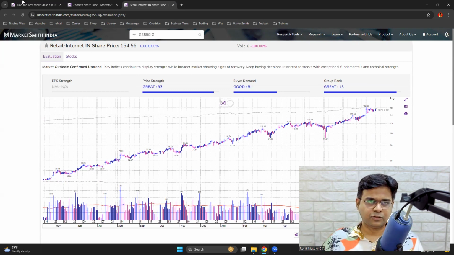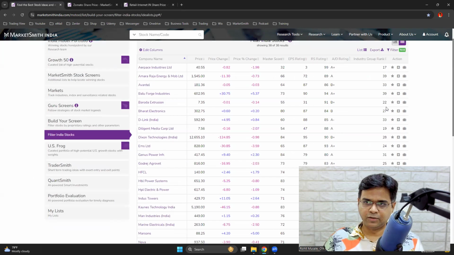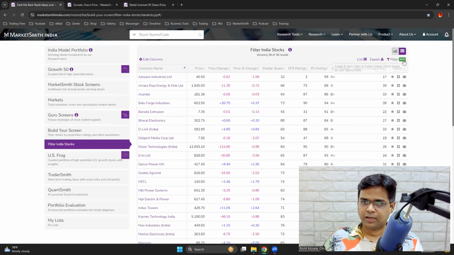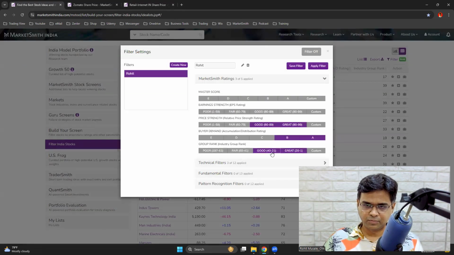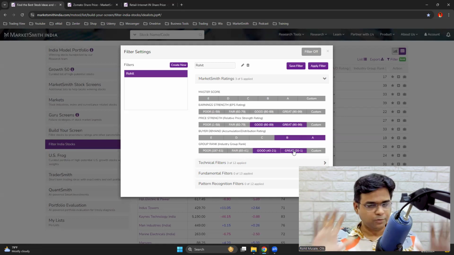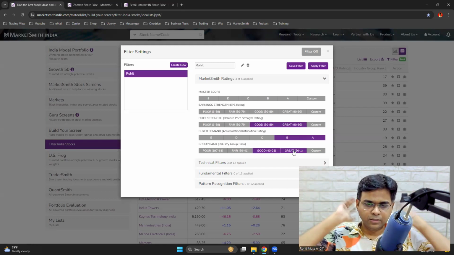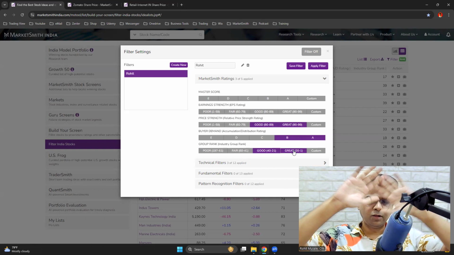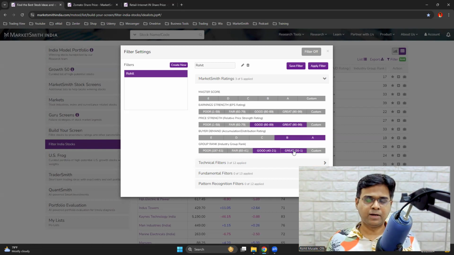Basically, the moral of the story is just go here. If you use MarketSmith, okay, just go here in your filter, just select these two and that's it. You don't have to do much thinking. All the thinking, all the research, all the analysis is done by MarketSmith for you. Okay. That is the reason why I have become a member or a pro subscriber of MarketSmith.